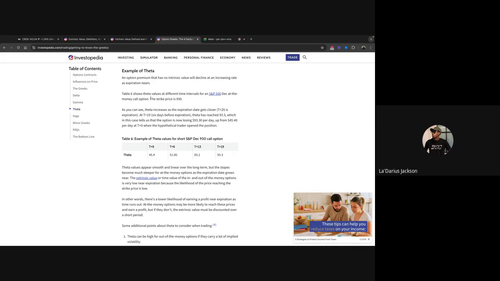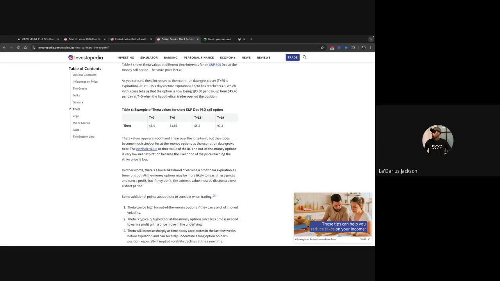All right. And they're talking about theta values at different time intervals for the S&P 500. So we're going to be looking at an S&P 500 at the money call option. The strike is 930. As you can see, the theta increases as the expiration gets closer. T25 is the expiration. T19 is 6 days before expiration. Theta has reached 93.3, which tells us that the option is now losing $93 per day. Sheesh.